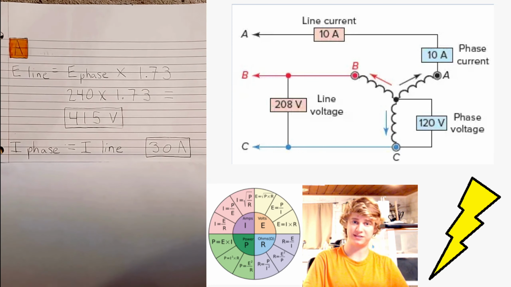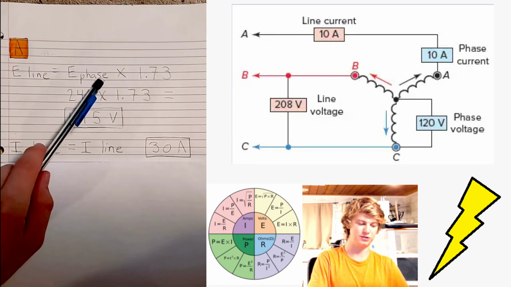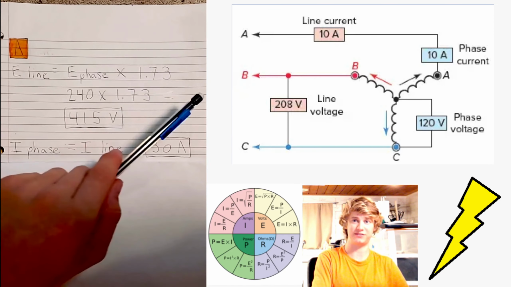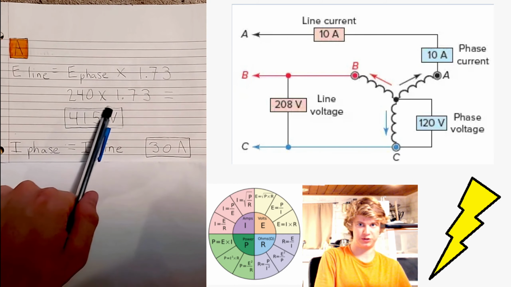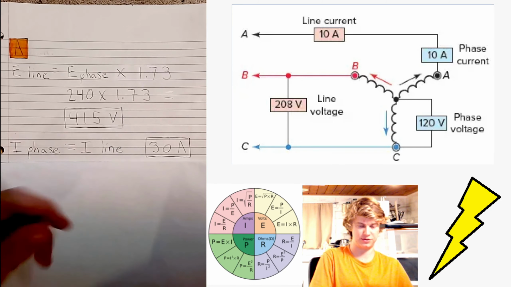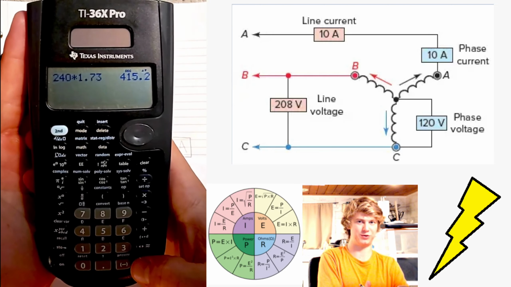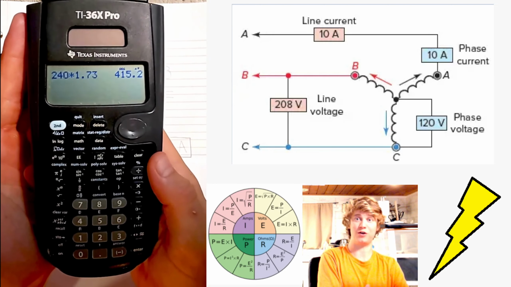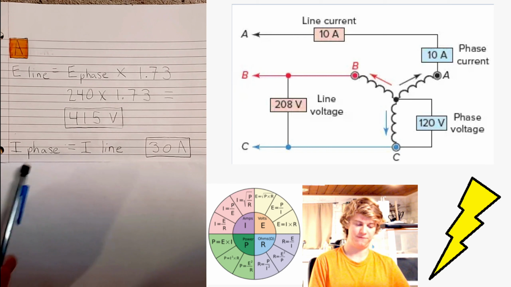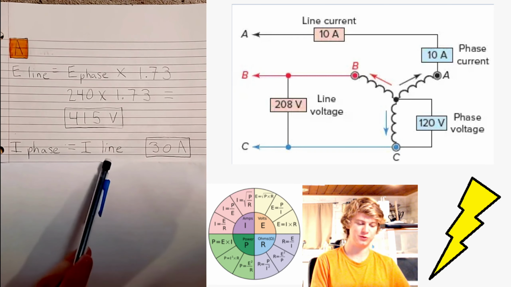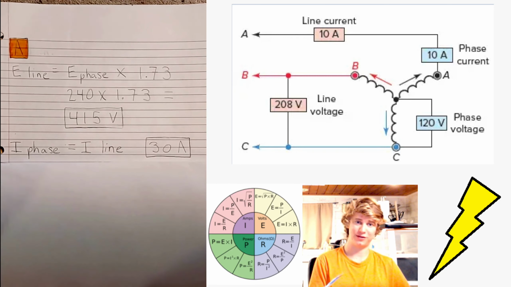So first we need to know that line voltage is equal to phase voltage times 1.73. Again, I'm going to discuss why at the end of this. So we're going to simply do 240 times 1.73, which equals 415.2. We're going to call it 415 volts. Next, all we have to comprehend is that when we're in a Y connection, phase current is equal to line current. So we had 30 amps, and we have 30 amps.